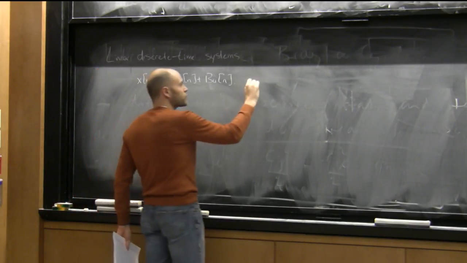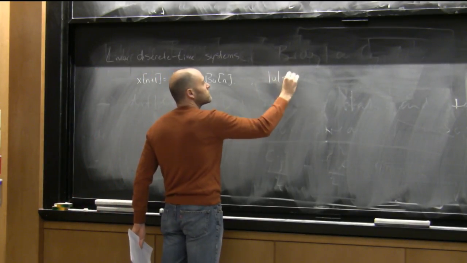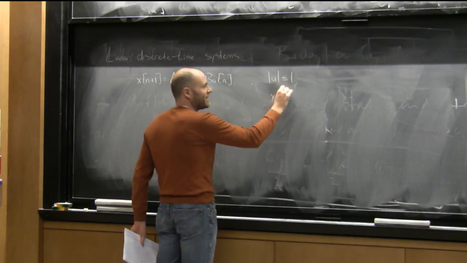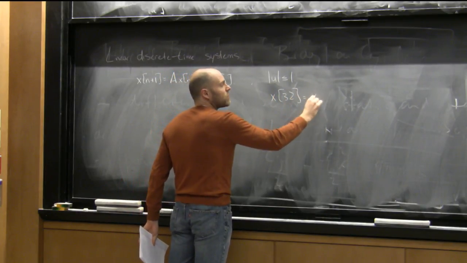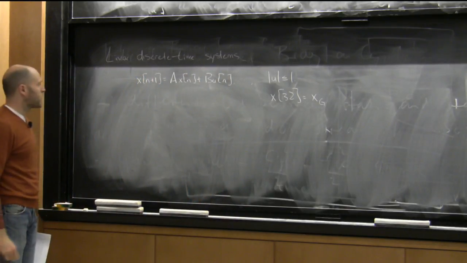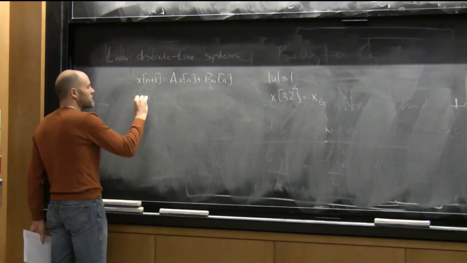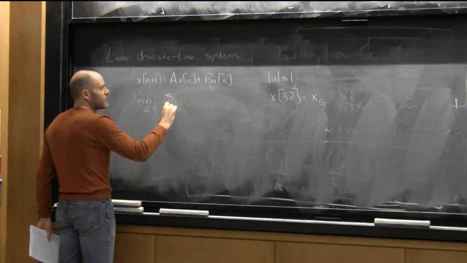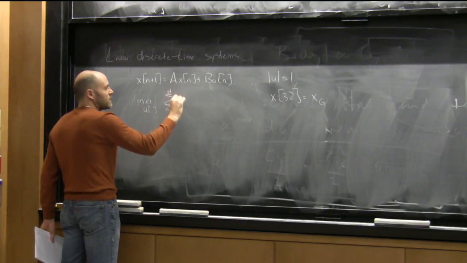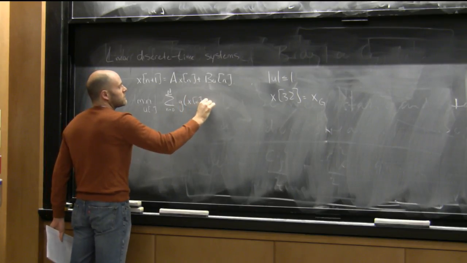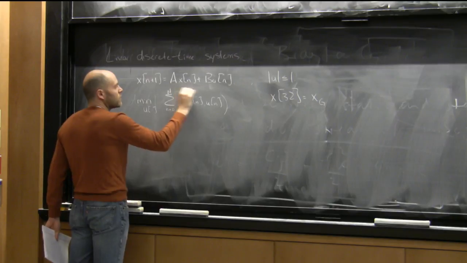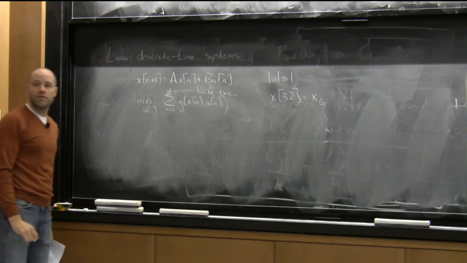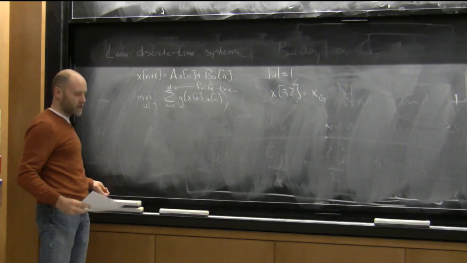I could have constraints, let's say u is less than or equal to 1. I could have state constraints. I could say that I'd like x at 32, let's say, to be my goal. If I try to minimize a function like this, I want to minimize over u, in discrete time, a sum from n equals 0 to capital N of g(x[n], u[n]), and notice that I've chosen a finite time here, where in the past we've often made that infinity. For today, we're basically going to make that finite in every case.